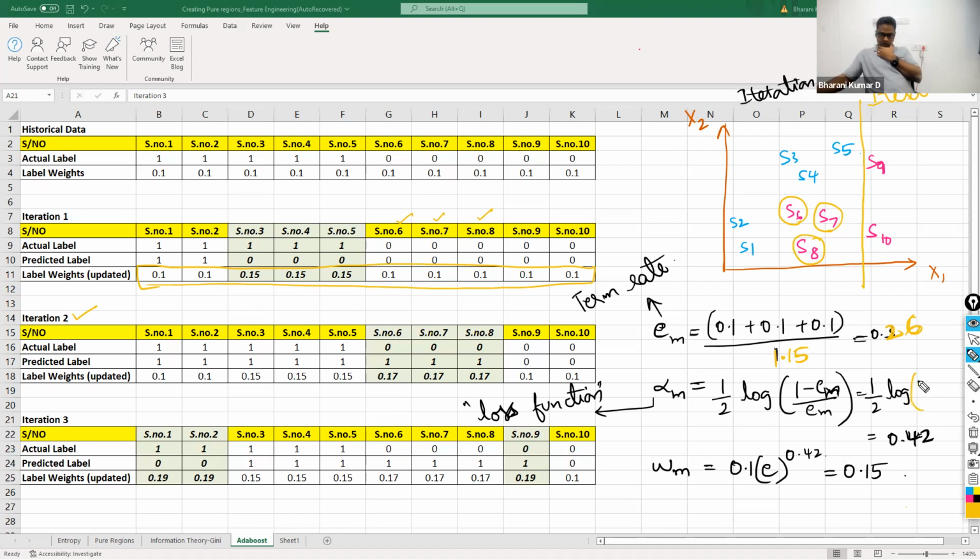you say that 1 minus 0.26, sorry, 0.26 divided by 0.26. When you solve it, you get 0.52. Then 0.1 into e raised to the power 0.52. How much would you get?